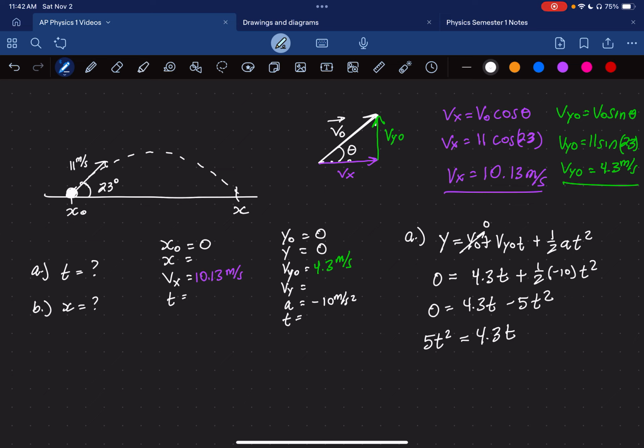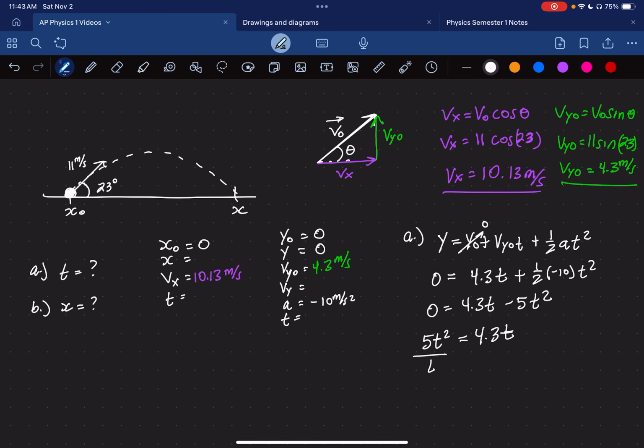Now, if you know your algebra, there's two solutions for t that we're going to get here. One of them is 0, which is not the one we want. So clearly, we don't want the time that's 0, because this is going to take some time that's not 0 to get over here.